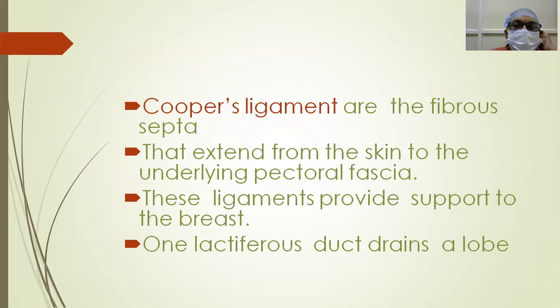Cooper's ligaments are fibrous septa. They extend from the skin to the underlying pectoral fascia. These are fibrous strand-like structures, and I will show you in the diagram that they extend from the skin to the underlying pectoral fascia. These ligaments provide support to the breast. One lactiferous duct drains a lobe.